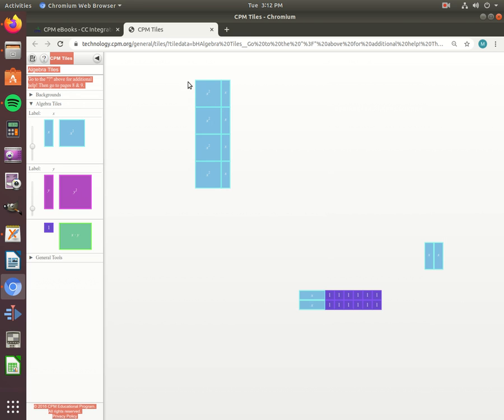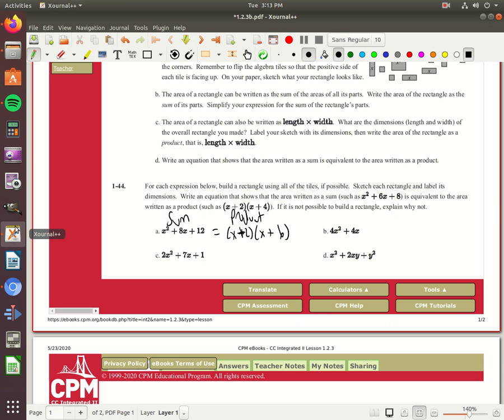But you'll notice what I have here is 1, 2, 3, 4 x's times x plus 1. So I will say this is equal to 4x times x plus 1. Again, this is my sum, which is adding, and this is my product, which is multiplying. Now we'll go 2x squared plus 7x plus 1.